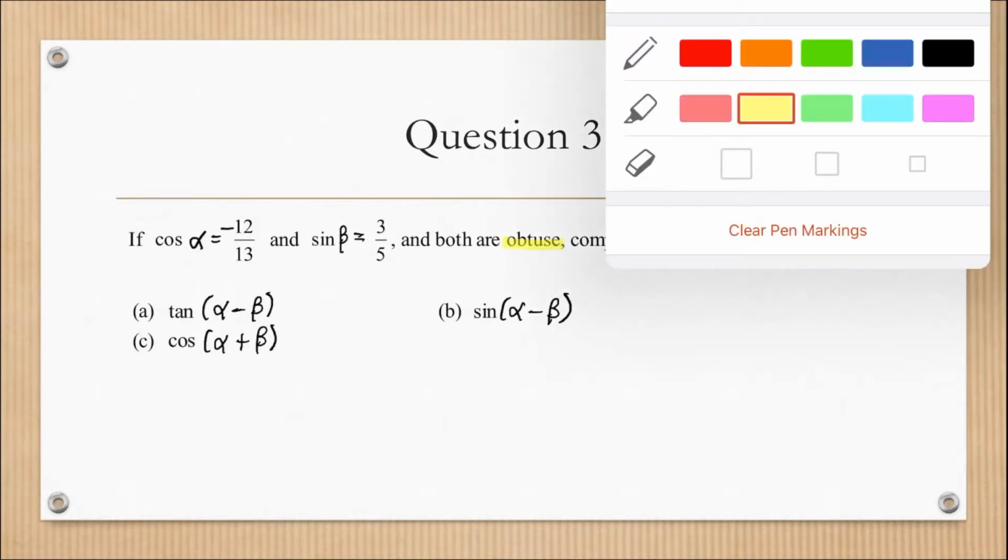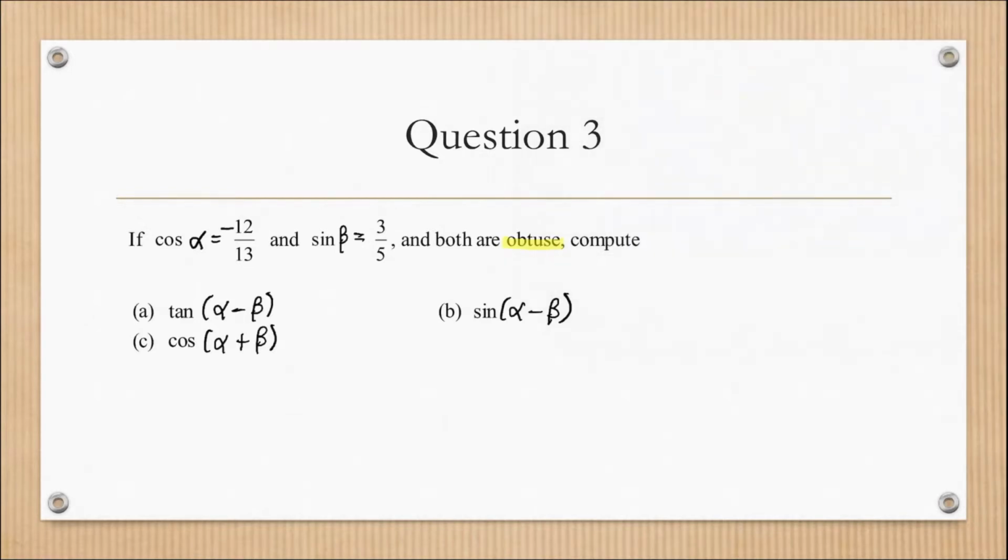First, highlight the word obtuse. What does obtuse mean? So obtuse means angle in between 90 degrees and 180. So if you draw that, it is actually in the second quadrant. So we have alpha in the second quadrant and also beta in the second quadrant. So from here, you can label the value.